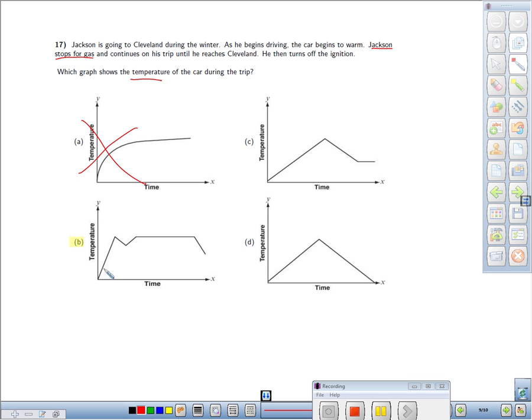Well, let's look at B. Goes up, goes up, goes up, stops for gas, temperature starts to go down. So that seems to fit. For C, temperature goes up, stops for gas, temperature falls. Seems to match. D, temperature goes up, stops for gas, starts to go down, seems to match. Let's read on. It then says he continues on his trip.